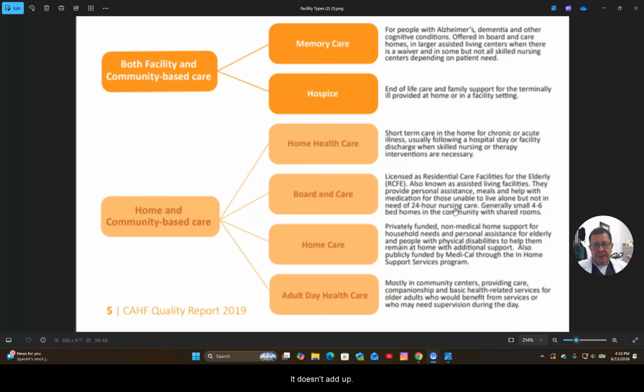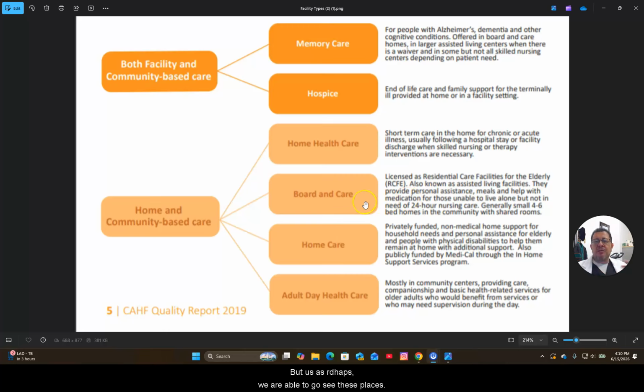It doesn't add up. If you buy the house for 700,000, 800,000, you can't rent it for $6,000. Nobody's going to afford that. You rent it for 3 to 4,000. So that's why you see so many boarding cares at single family residences, because you'll make a lot more money renting it as a boarding care. Of course, these are licensed facilities. There's a whole thing that goes behind this.